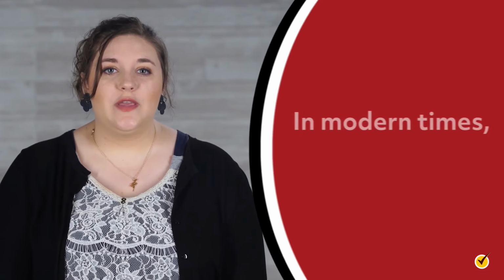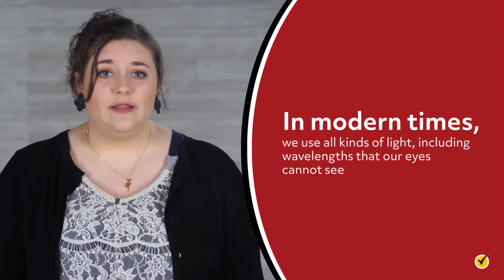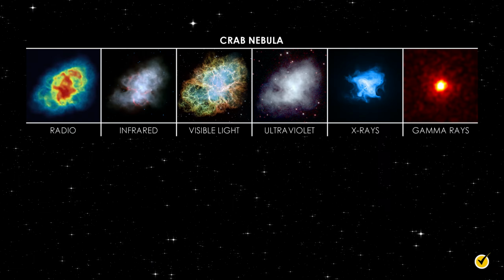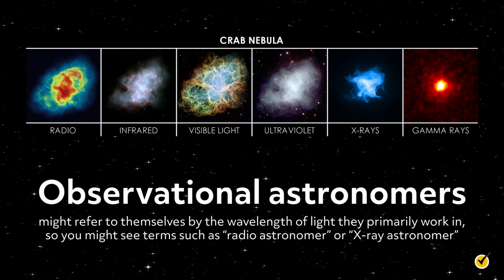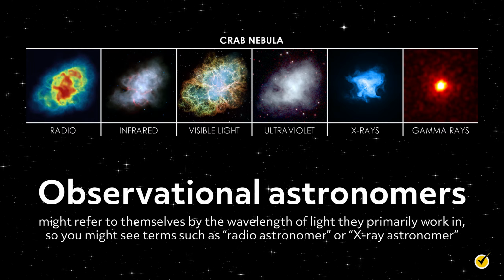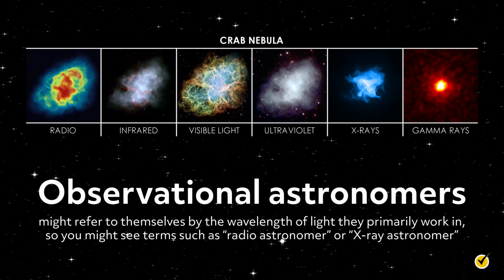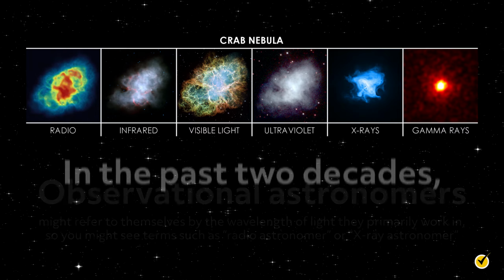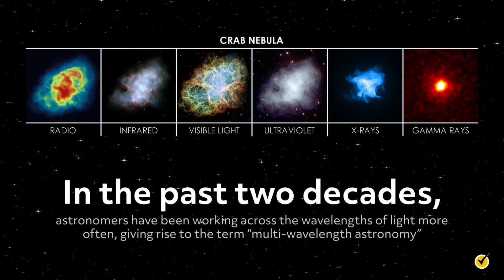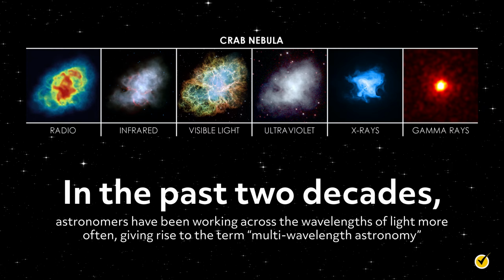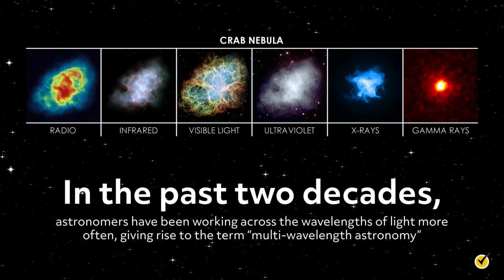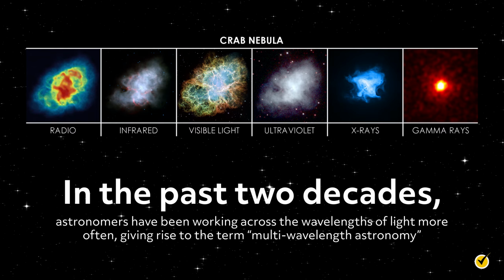In modern times, we use all kinds of light, including wavelengths that our eyes cannot see. Observational astronomers might refer to themselves by the wavelength of light they primarily work in. So you might see terms such as radio astronomer or X-ray astronomer. In the past 2 decades, astronomers have been working across the wavelengths of light more often, giving rise to the term multi-wavelength astronomy. Galileo was also the pioneer of the next astronomical subfield, planetology.